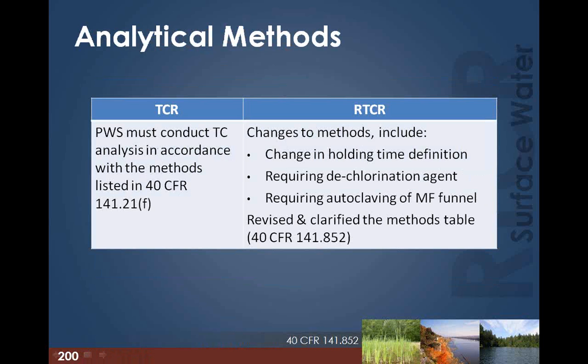In terms of analytical methods, under the RTCR, changes were made to the total coliform and E. coli methods. These changes were included in the proposed RTCR, but not necessarily discussed in the agreement in principle, and are consistent with the laboratory certification manual. The changes include change in the holding time definition, requiring dechlorination of the agent, requiring autoclaving of the membrane filtration funnel. The changes to the analytical methods are included in the RTCR under 40 CFR 141.852, as indicated on the bottom of the slide. And if you've already noticed, at the bottom of all the slides, we tried to put the actual citation of the regulation so that you can go back for reference.